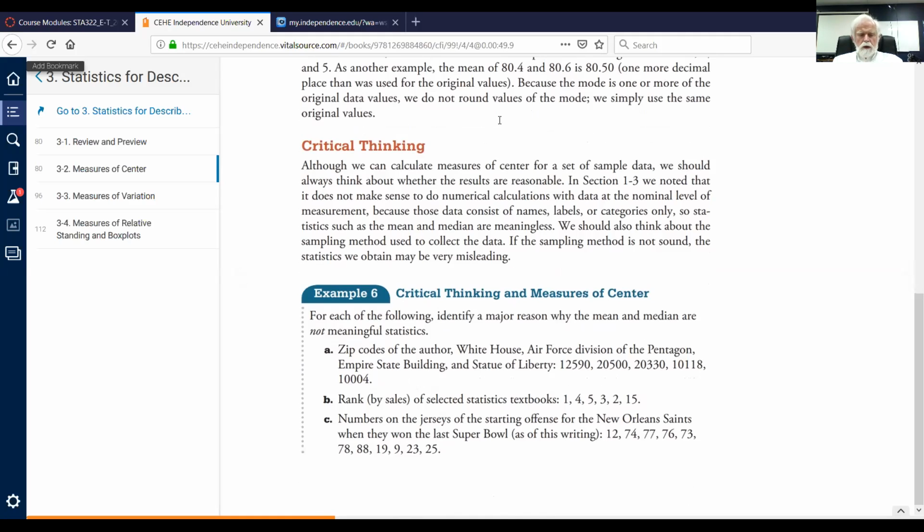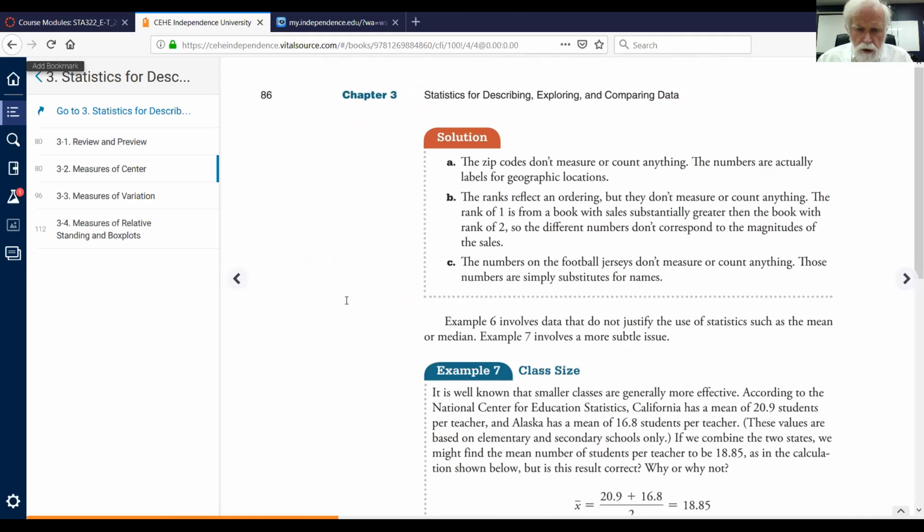There are examples of times when we don't have any meaningful use of such things. Zip codes. There is no meaningful analysis you can do on zip codes or on the jerseys of athletes. So we talked about that as well.